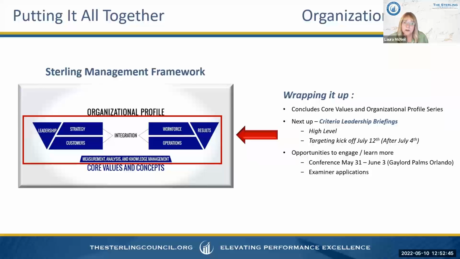All right, so this does conclude our series session. To wrap it all up, I just want to emphasize that we have covered our foundational core values. We've also covered the organizational profile of our Sterling Management Framework. What we have not covered are the blue boxes in the middle, which really encapsulate the criteria of the Baldrige framework. We will tee that up to cover next go around at a high level. We are targeting after July 4th. Our current date is July 12th for the next kickoff of our leadership briefing series sessions.